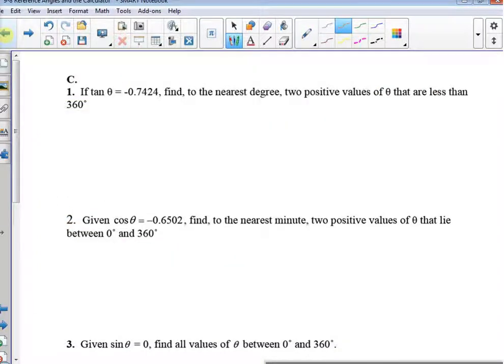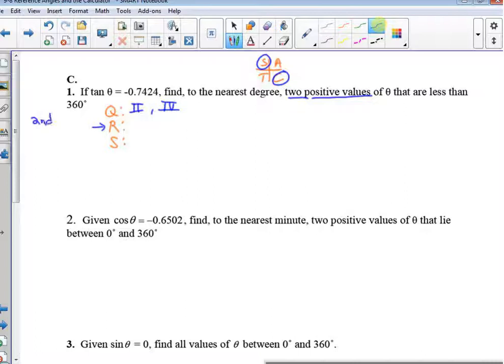So what we're going to set up here is a QRS. Okay? So tan theta is negative. You have to think of where is tan negative. So tan is negative in quadrants 4 and 2. So there's where my two angles are going to come from. Two positive values.